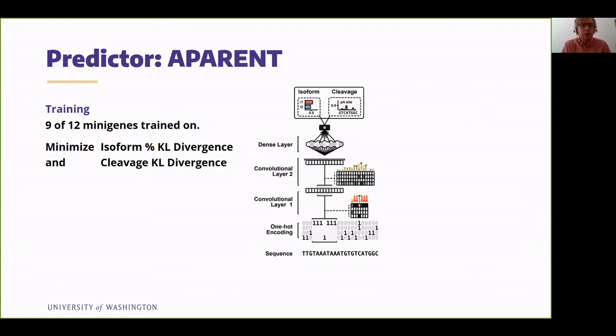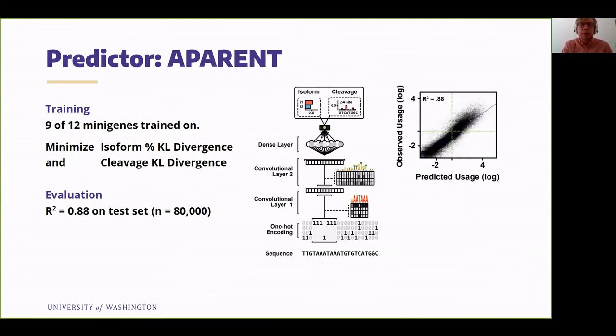So where cleavage is going to happen across this sequence. And so we trained this neural network on 9 of 12 of these Munigene reporter libraries and held out 3 of these libraries for independent validation. And we trained the network essentially by minimizing the KL divergence between the predicted and target isoform abundances, as well as the predicted and target cleavage distributions.